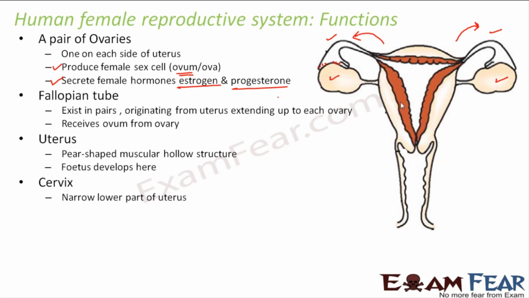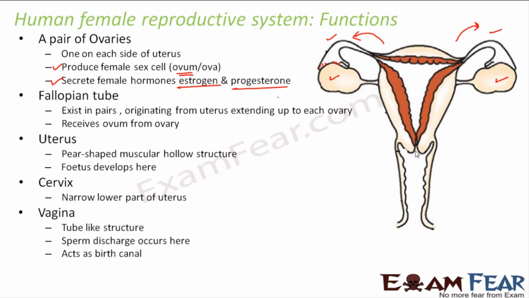Then cervix, it is the narrow lower part of the uterus. So the terminal part of the uterus is somewhere here. And the last one, vagina. It is a tube-like structure. Sperm discharge occurs here. It acts as birth canal.